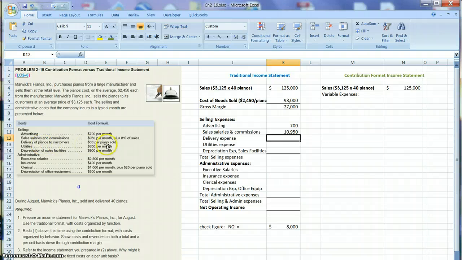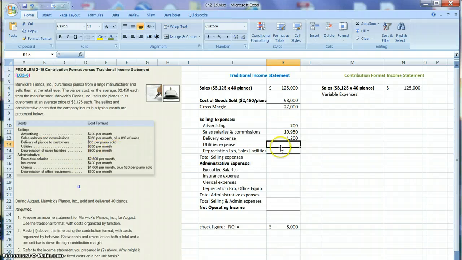The delivery expenses are $30, and notice the word per piano sold, which indicates that this is a variable cost. It changes or varies based on the number of pianos sold. So again, the equal sign tells me to do the math. It's $30 per piano. We sold 40 pianos. So I'm looking for $1,200.